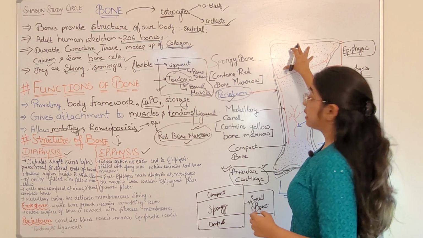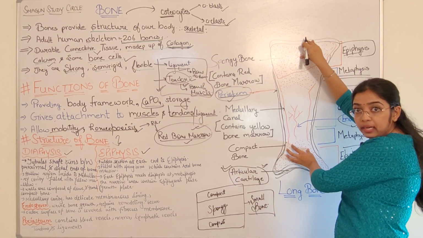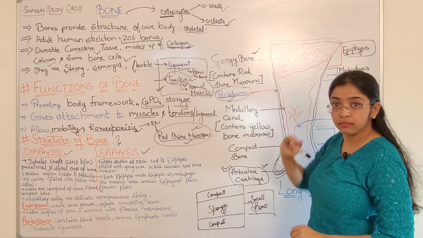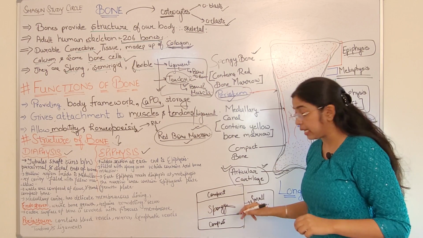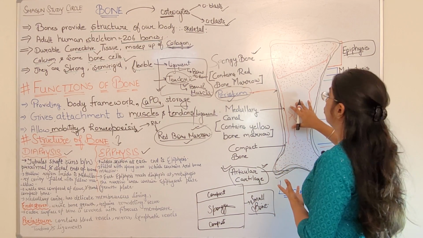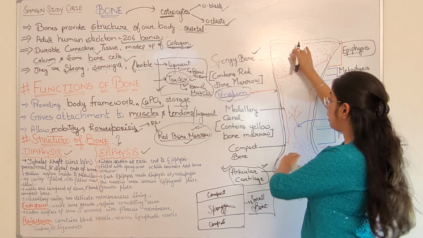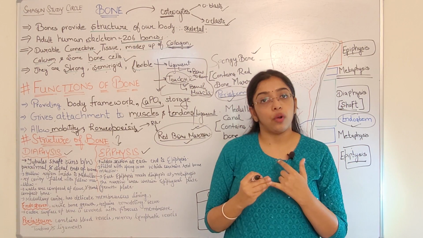This portion, that is epiphysis, the upper and lower wider end, contains spongy bone. As we just studied in small bone, the middle portion contains spongy bone. Similarly, in long bone also, the epiphysis region contains spongy bones. This one and this one, what are present? They contain the red bone marrow.